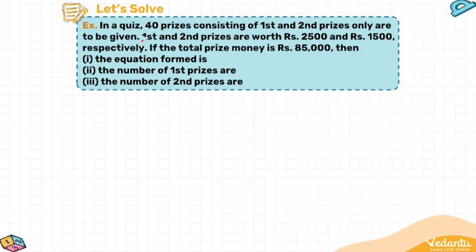So there is a quiz where 40 prizes need to be distributed, where the first prize is of rupees 2,500 and second prize is an amount of 1,500. Total prize amount is 85,000. Then what is the equation for it? Pause the video and try to get the solution of it. First is you have to get the equation. Second is number of prizes, that is the first and second. Pause the video, try to get the solution of it.